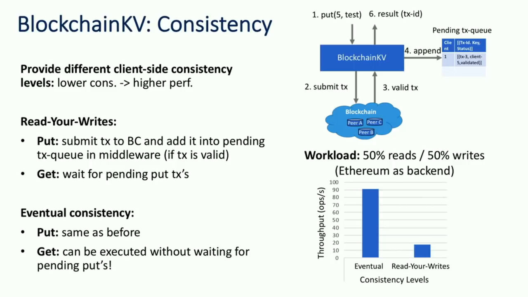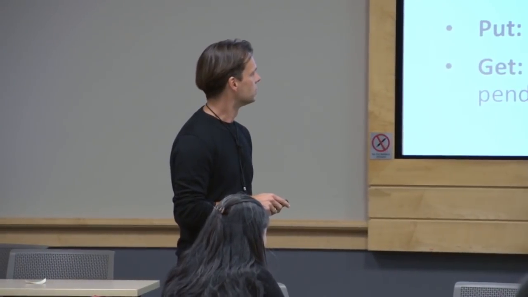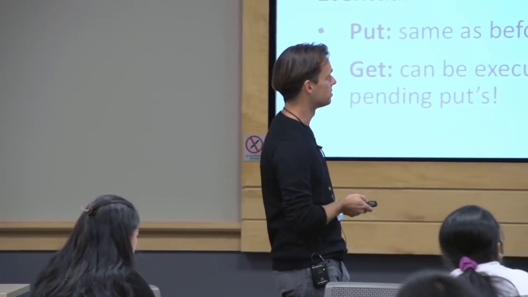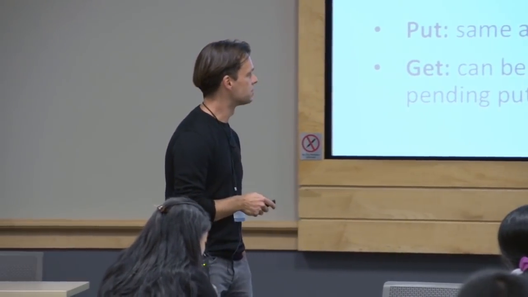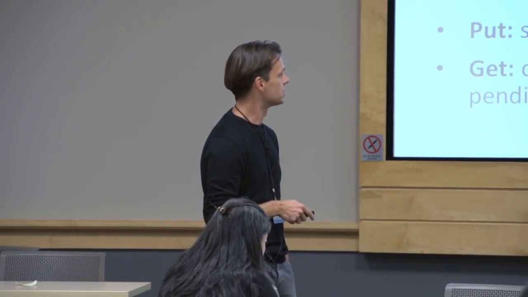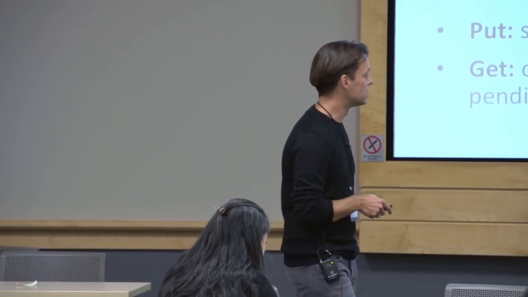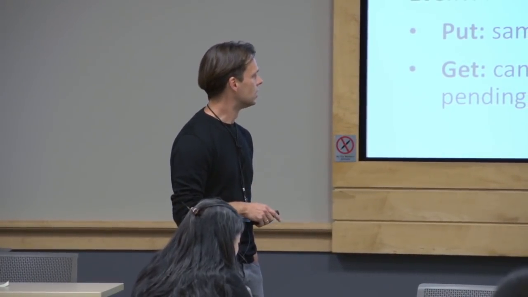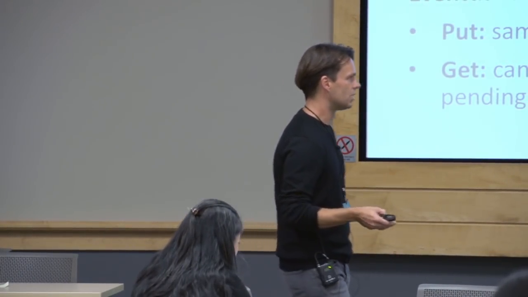And what you see here is that if you implement this using a 50-50 workload, so 50% reads, 50% writes, and Ethereum as a backend, if you want to provide read your own writes semantics, you get only a throughput of 20 put-get operations per second. And this is in line with the Blockbench numbers.